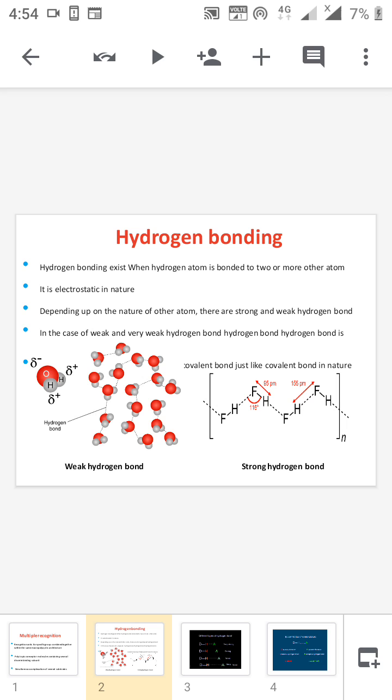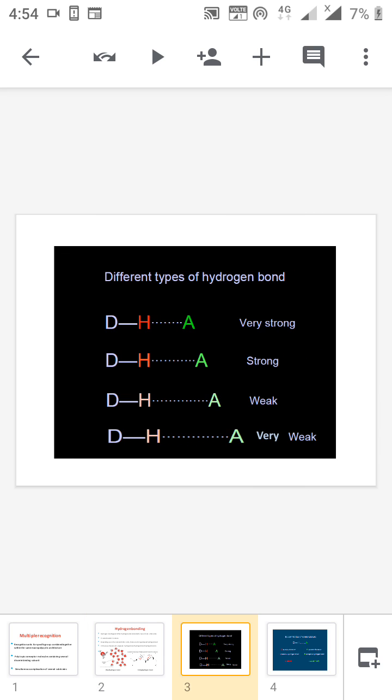In the case of weak hydrogen bonding and very weak hydrogen bonding, the hydrogen bond is electrostatic in nature, whereas the strong hydrogen bonding is very much similar to the covalent bond. So the hydrogen bond which exists in the water molecule is an example of weak hydrogen bonding, and the hydrogen bond which exists in HF is an example of strong hydrogen bonding. Now these are some of the different types of hydrogen bond.